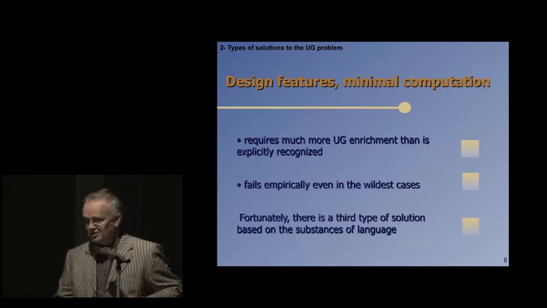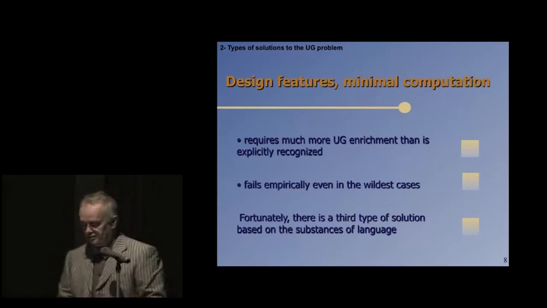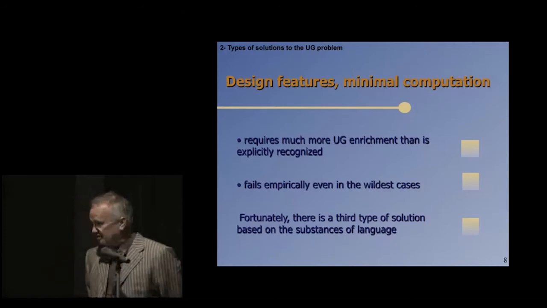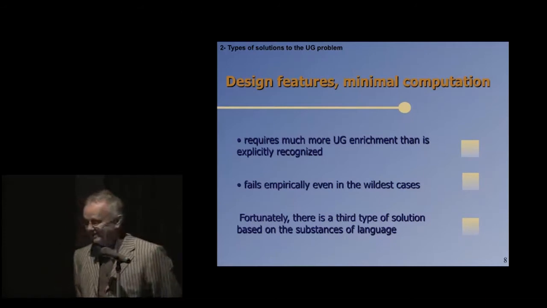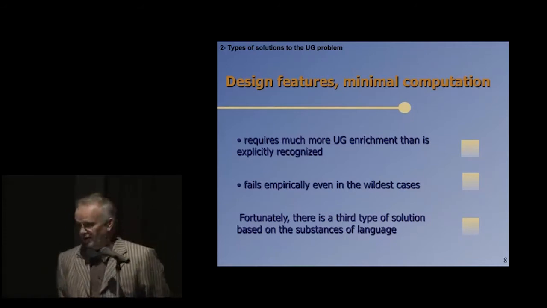The second position is the one that was alluded to in the introduction, to appeal to design features, to minimal computation in particular. But when you look at it in detail, and I'll look at one example in a moment, this requires much more UG enrichment than is explicitly recognized, and it fails empirically even in the wildest cases. And I will look at a very wild case, and we'll see that it actually fails.